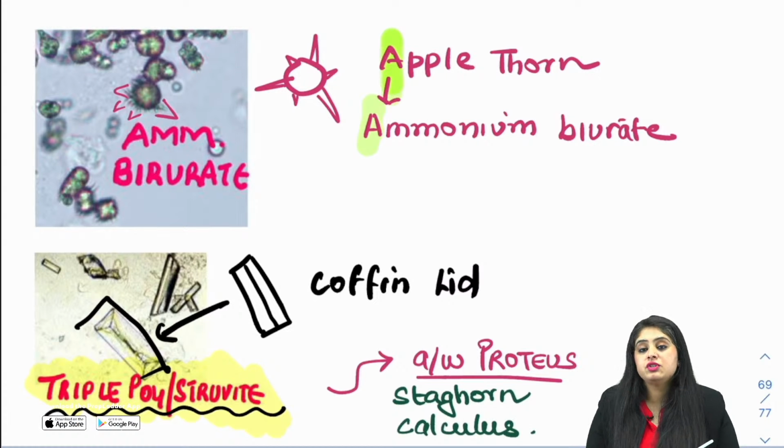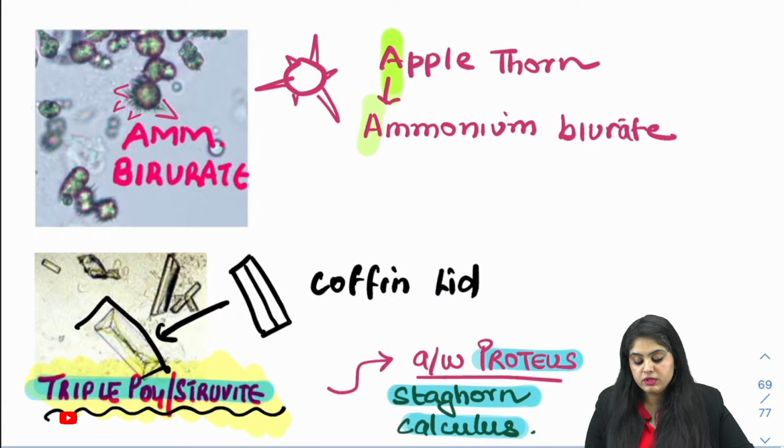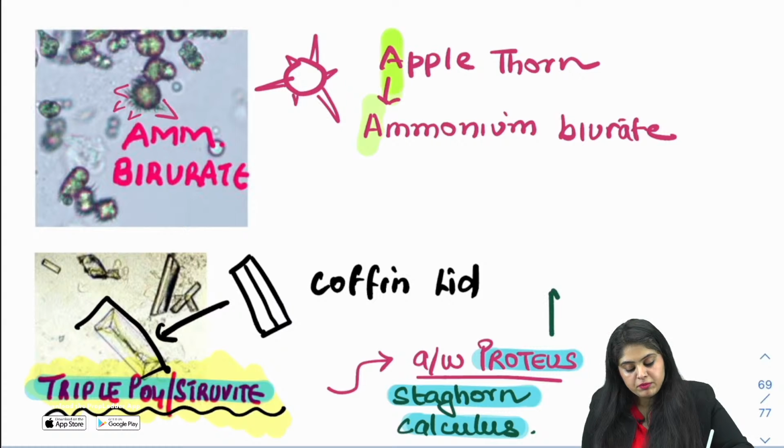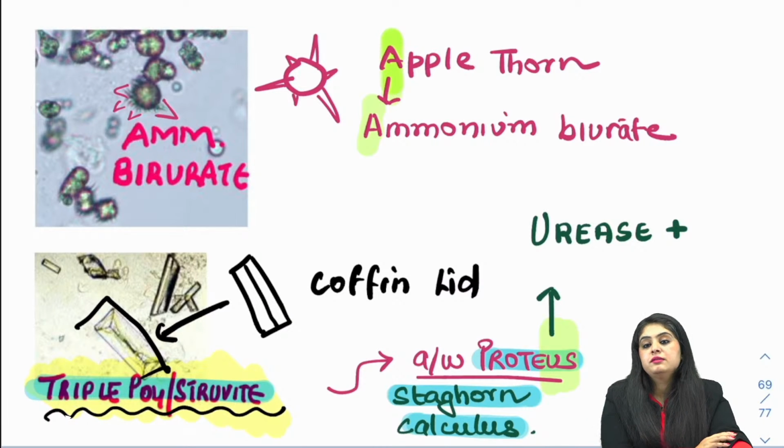I'm sure you studied this in surgery. Very, very important question: what is the composition of a staghorn calculus? Staghorn calculus is made up of triple phosphate or struvite. With which bacteria is it associated? It is associated with Proteus. What is so special about Proteus? Tell me from microbiology, which enzyme does it produce that makes it different from the other bacteria? Ma'am, Proteus is urease positive. So remember, Proteus is going to be urease positive.